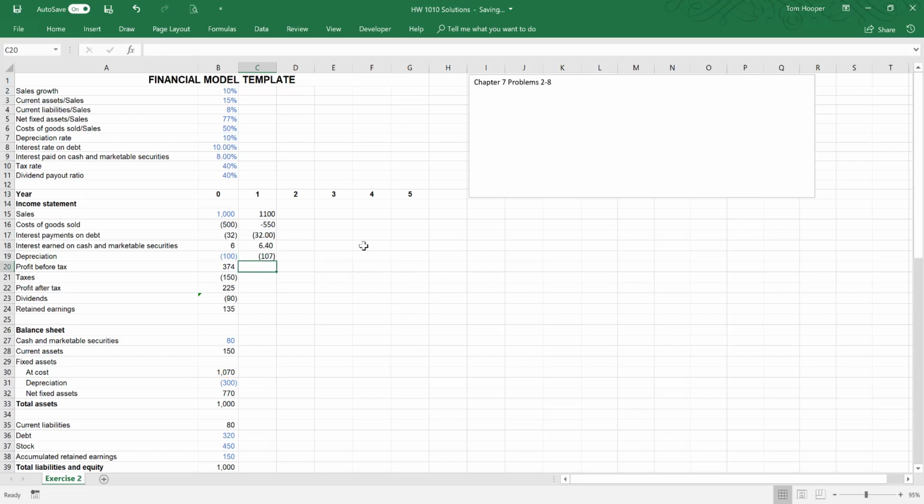Our profit before tax is the sum of all the items above, and the shortcut for that is alt equal. The taxes are negative tax rate times the profit before tax, and the profit after tax is the sum of the two items above. The dividends are negative dividend payout ratio times the profit after tax, which is simply saying we're going to give 40% of those profits back to the shareholders as dividends, and the remaining amount will flow to the balance sheet as retained earnings.